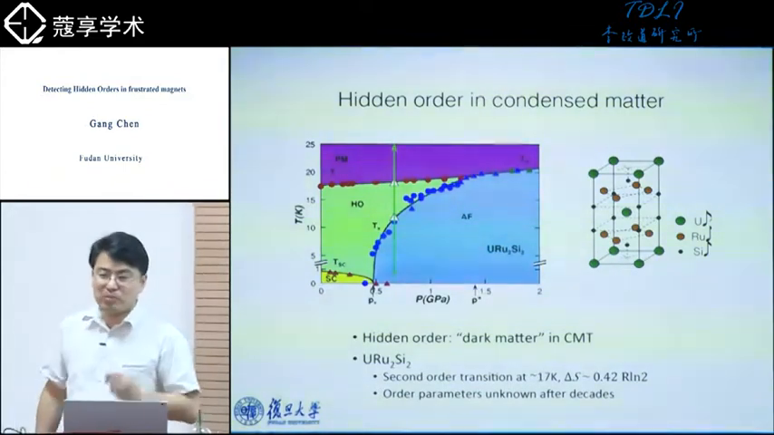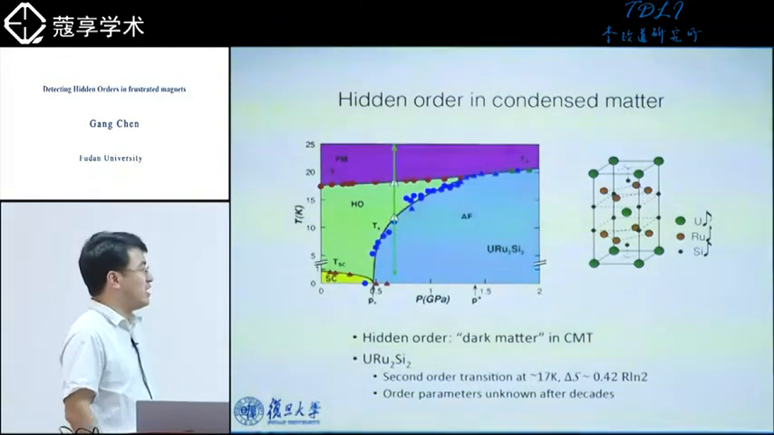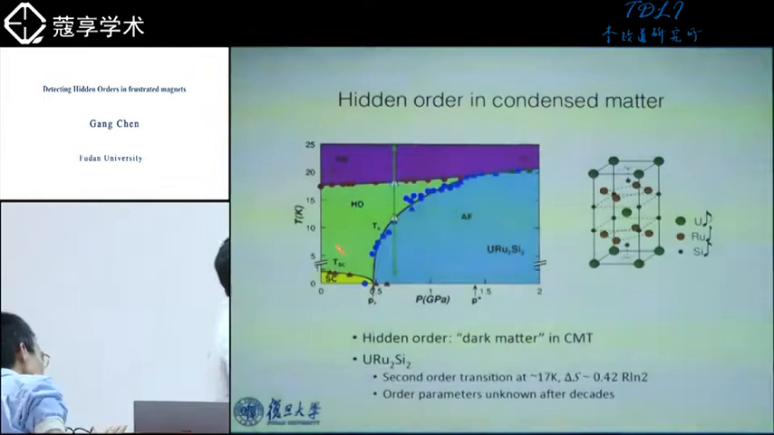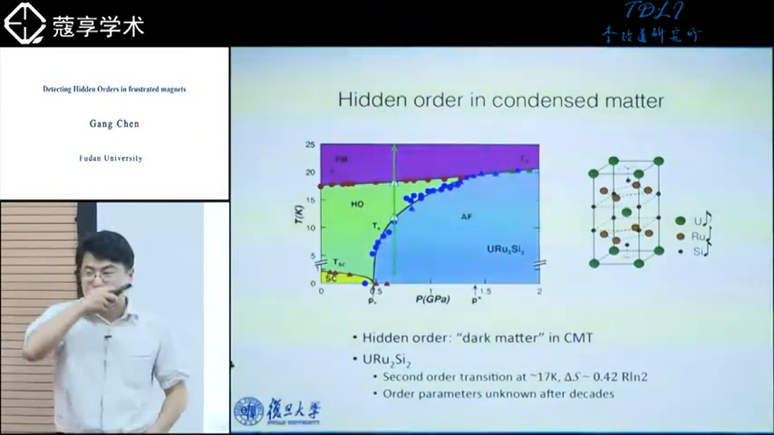But we don't really know precisely where the order has gone. What is the nature of the order? That's why it's called a hidden order.